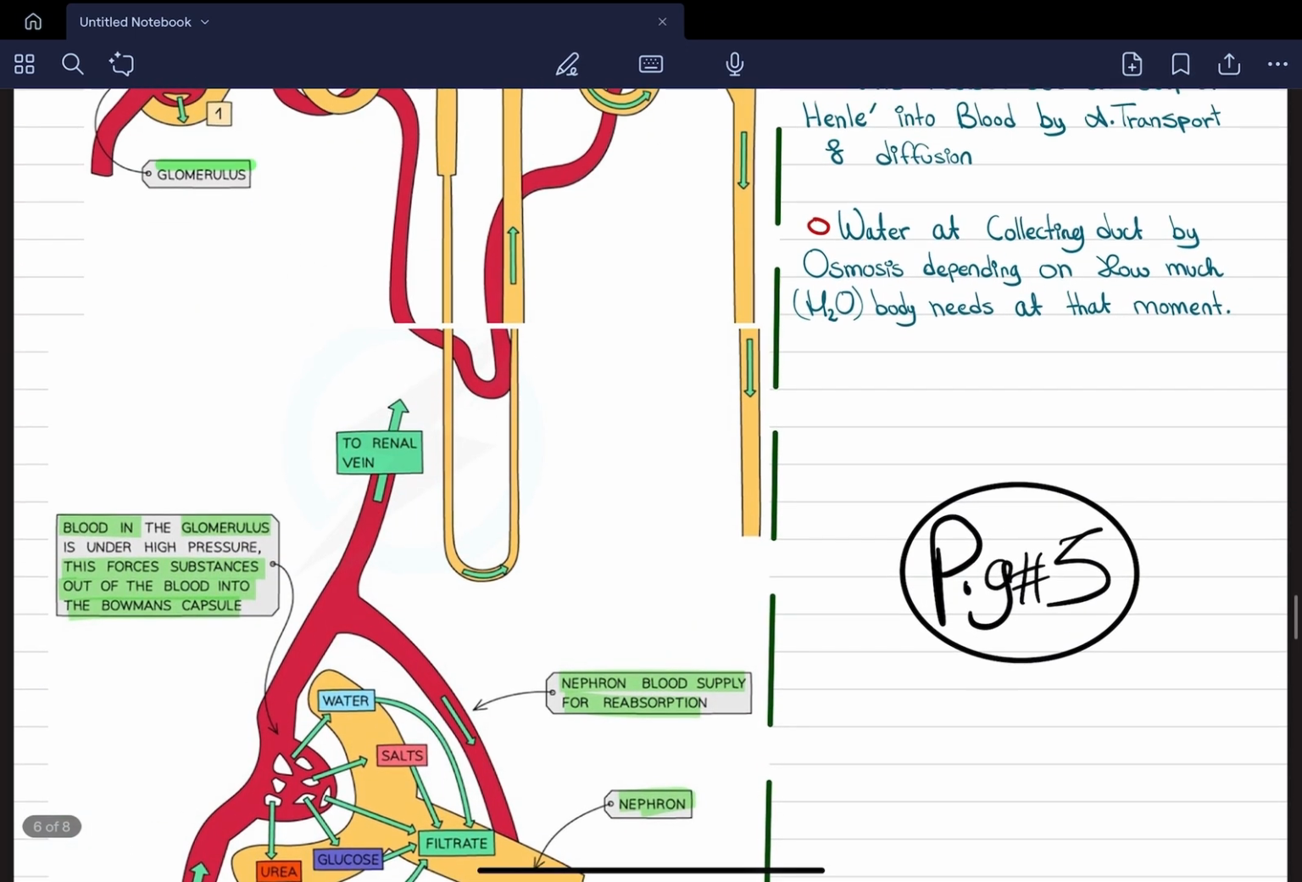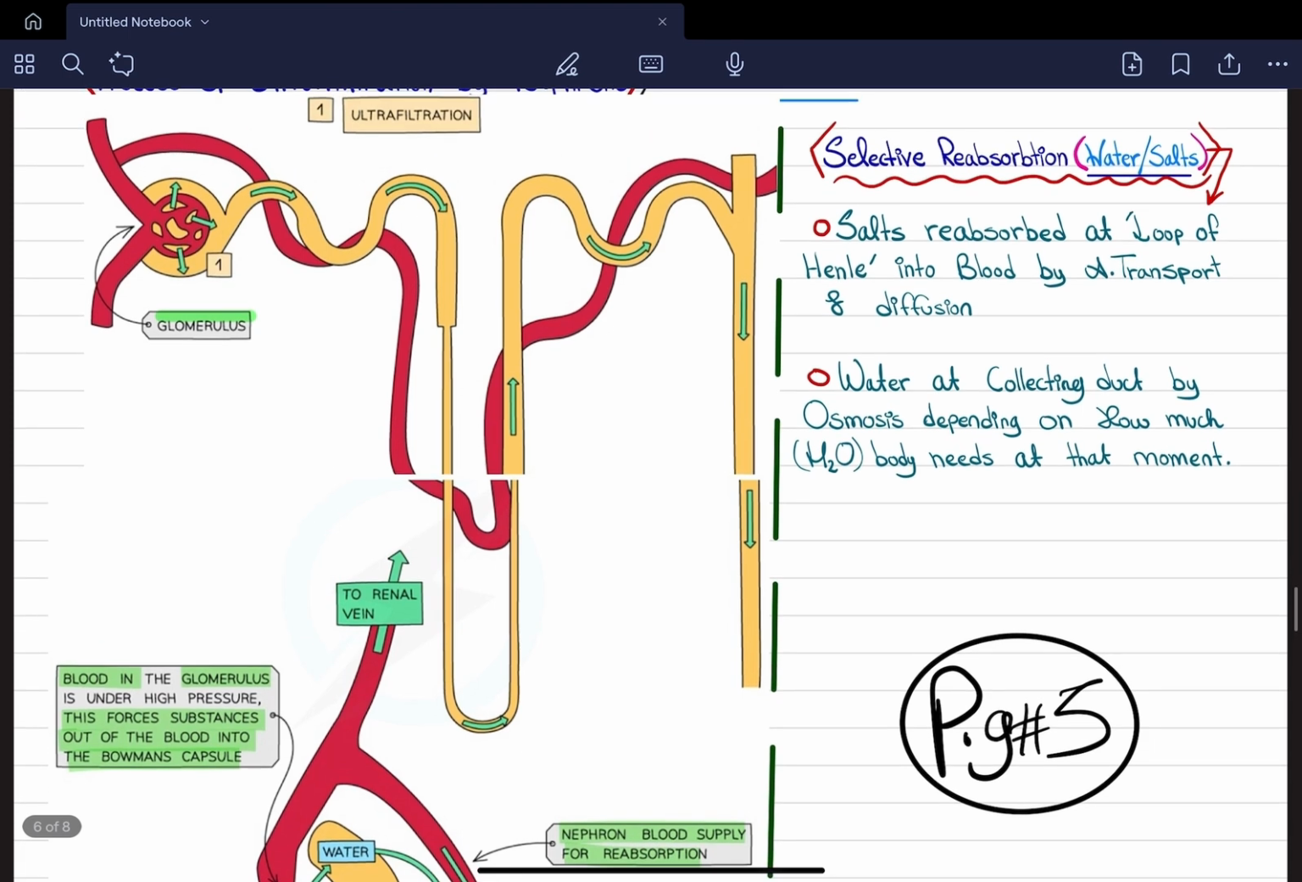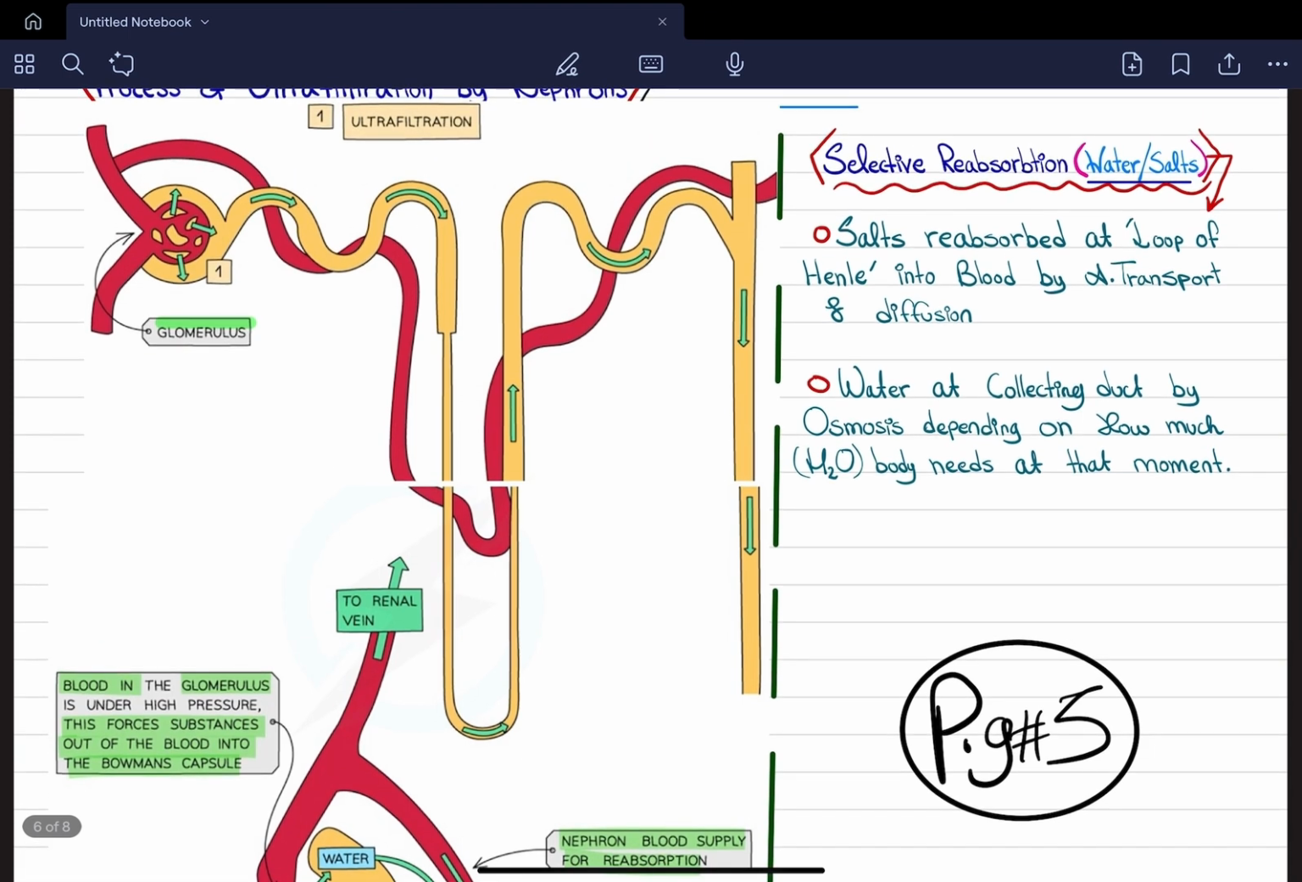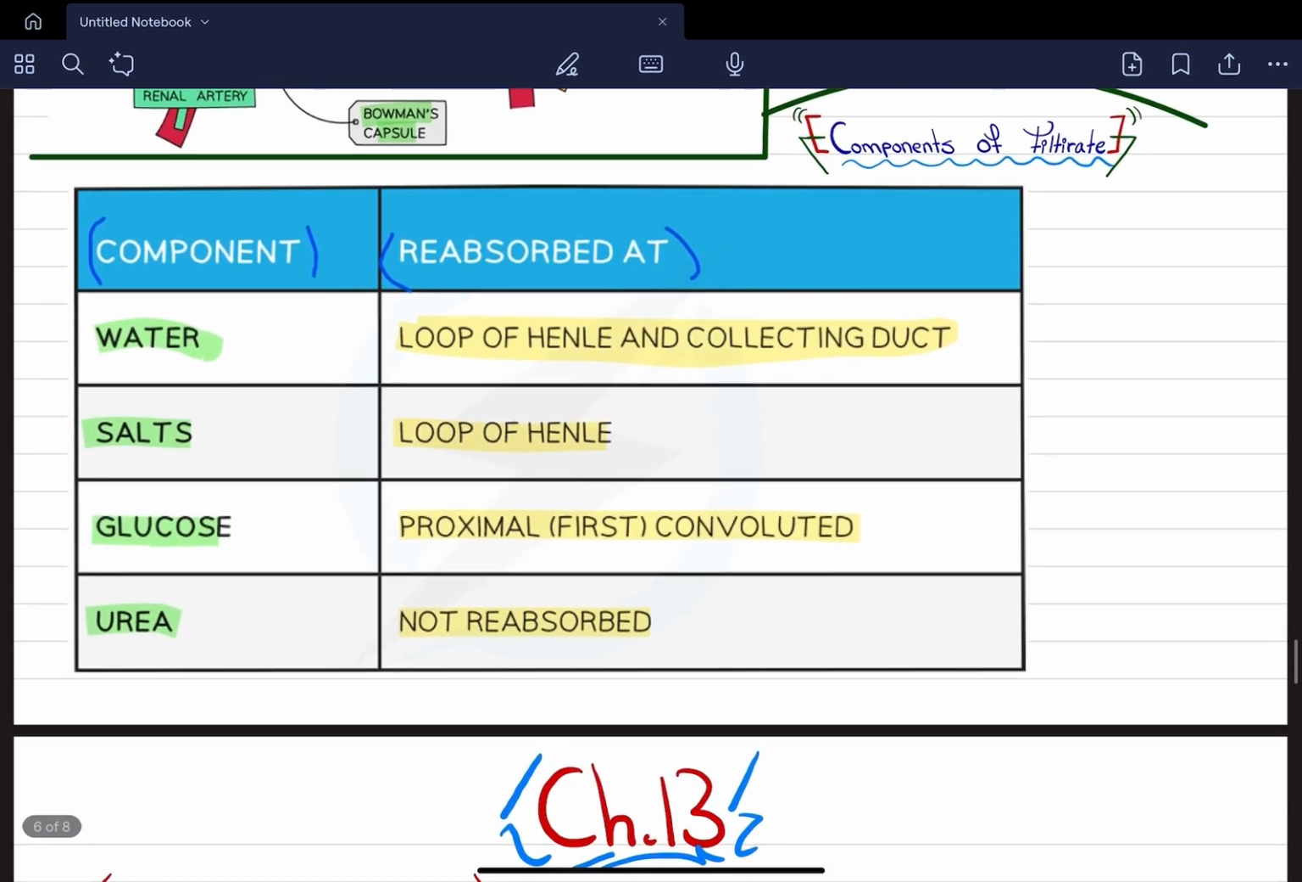On the other hand, water is absorbed by osmosis, which is the only way for water to move. Osmosis is like the diffusion of water. So again, coming back to the four substances: water, salts, glucose, and urea. Water is absorbed at the loop of Henle by osmosis. Glucose is absorbed at the first proximal convoluted tubule. Urea is not absorbed because urea is excreted, and salts are absorbed in the loop of Henle.